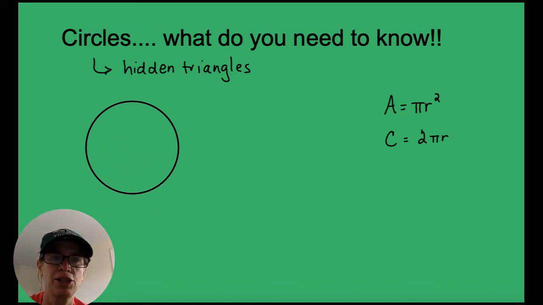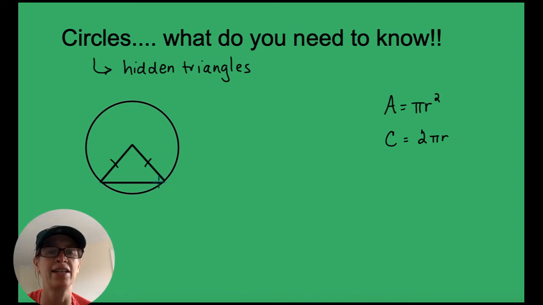All right, I'm going to actually do this with my measuring tool. So if you draw the radius like this, and then maybe like this, we know that radii of a circle are all equal, so they're congruent. And then do you see that if you connect the endpoints, you have a hidden triangle? In this case, a hidden isosceles triangle.